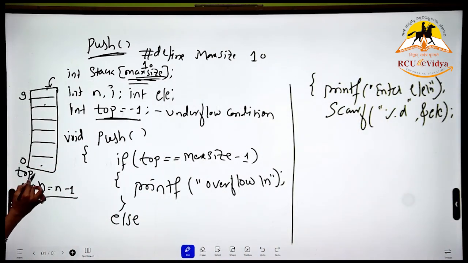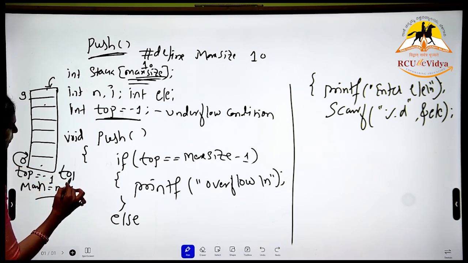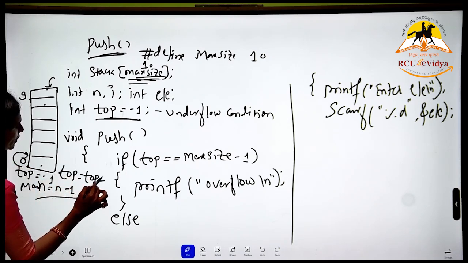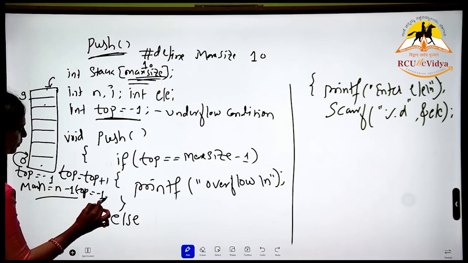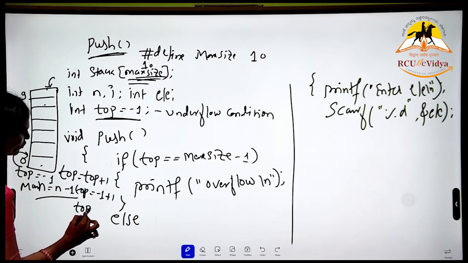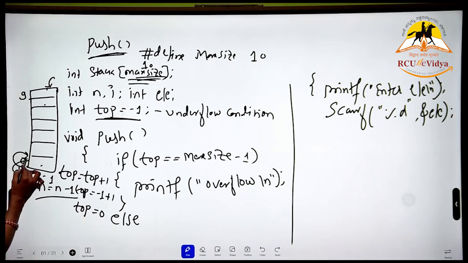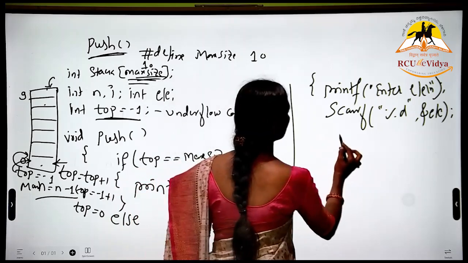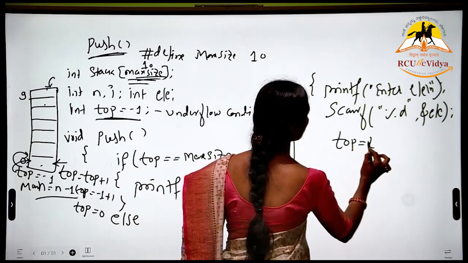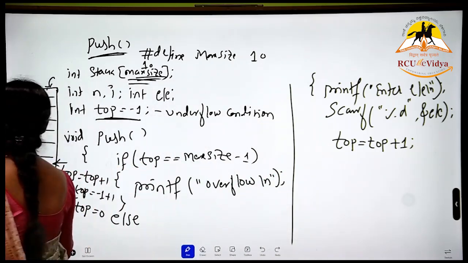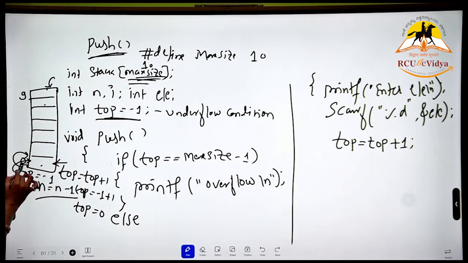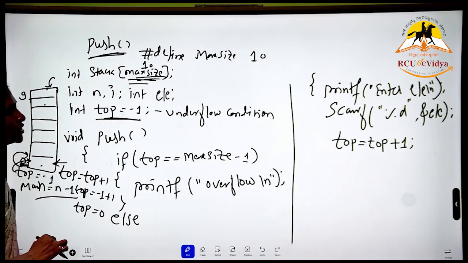Top is assigned to -1. Now it needs to be incremented by 1. That is top equals top plus 1. That means top is initially -1, and plus 1 becomes top equal to 0. So the top is incremented and it comes to the 0th element. So once I read the element, I need to increment top equals top plus 1. Now top holds the place with indexing value 0.